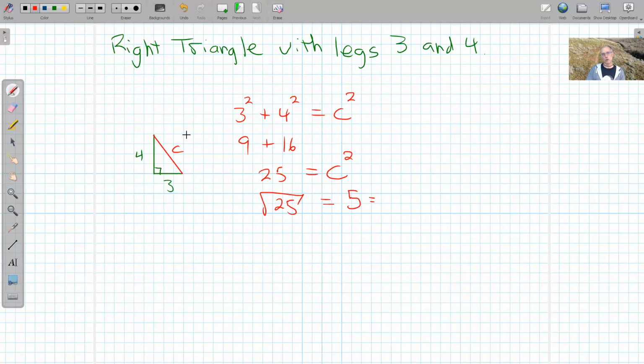So it turns out if you built this and you had a good right angle and a good measure for 3 and a good measure for 4, your tape measure or your ruler should show you that it's pretty close to 5. If it's not exactly 5, that means we have some error. Either our angle's not right, or that's not 4, or that's not 3, or all 3 are messed up.